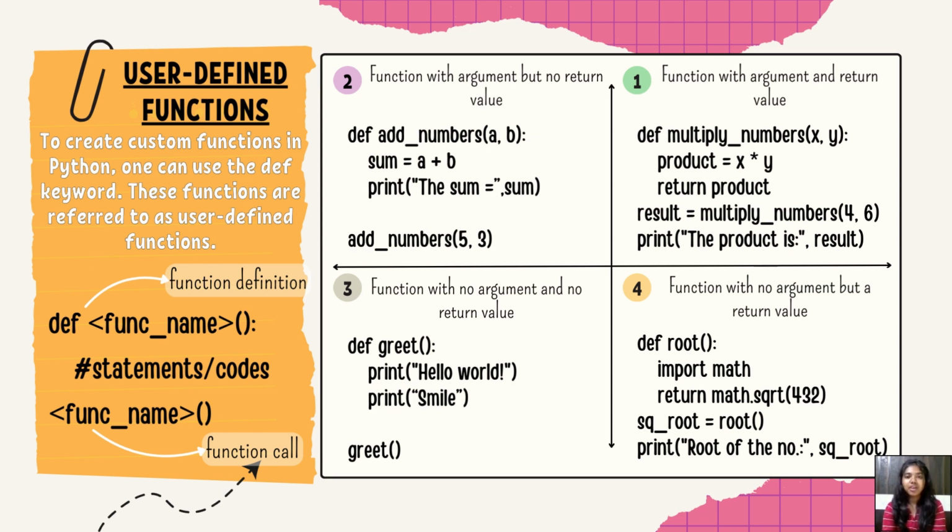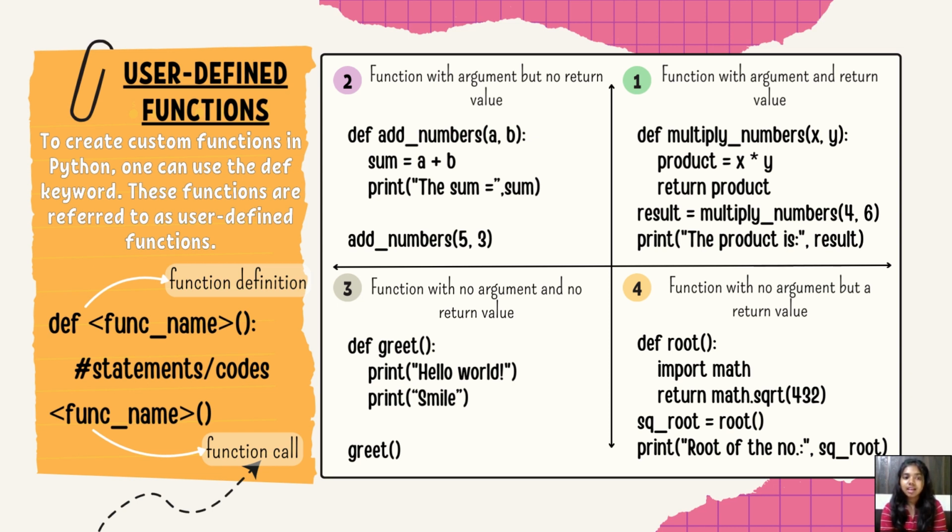User-defined functions are divided into four categories: function with argument and return value, function with argument but no return value, function with no argument and no return value, and lastly, function with no argument but a return value. The value which is passed into the function when it is called is known as an argument. Here, x takes the value 4 and y takes the value 6. The return value is the result that the function sends back after it is completed. The value which is returned from the function after it completes is stored in the result variable.